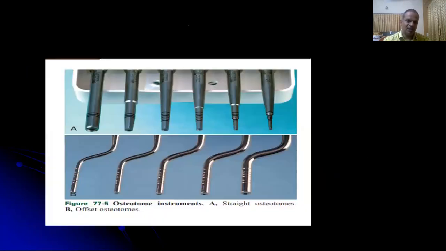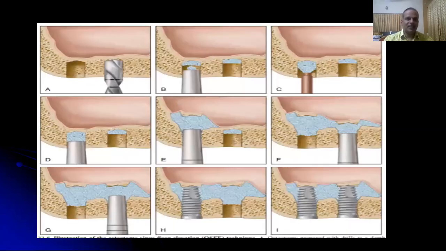These are the osteotomes that are used for the crestal osteotomy technique. These are the millimeter markings, and the osteotomes are in increasing order of size. These are the straight osteotomes, and these are the angled or offset osteotomes. Offset osteotomes are useful in the posterior maxilla with limited mouth opening, so as to align the osteotomes and keep the alignment of the implants proper. Here is a diagrammatic representation of the crestal osteotomy technique.